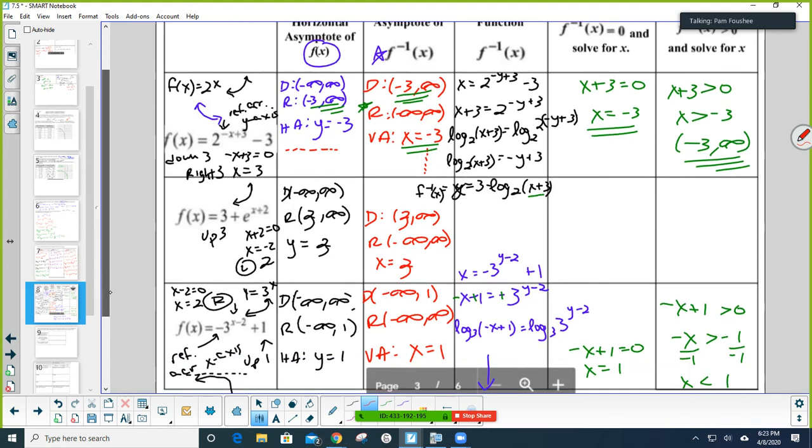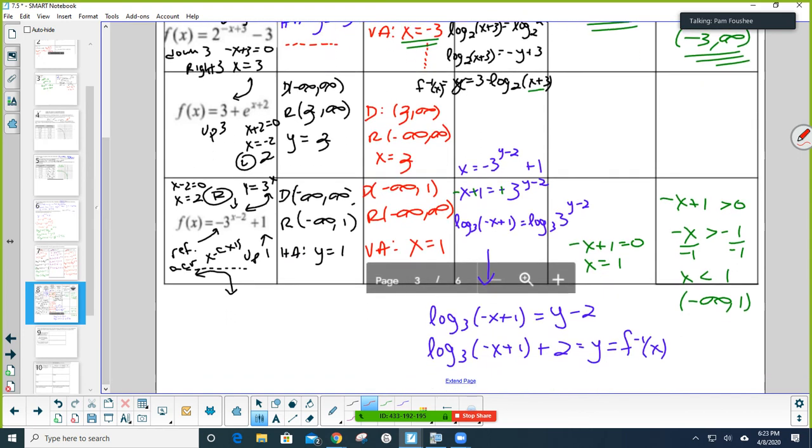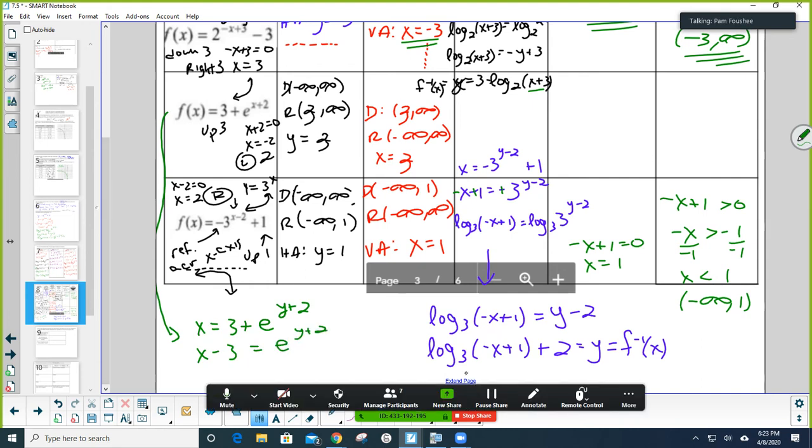Okay, I'm running out of room right here. So I'm going to come down here. I'm going to make it green. And I'm going to come up with the inverse right here. So I'm going to say x equals 3 plus e to the y plus 2. Subtract 3 from both sides. How do I get rid of e?